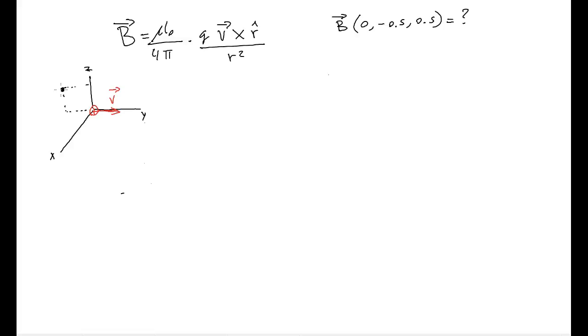R hat is going to be a unit vector that points in that direction, right? We can figure that out. We know v, we know q, we know that's a constant. So we've got everything we need to go ahead and figure this out.